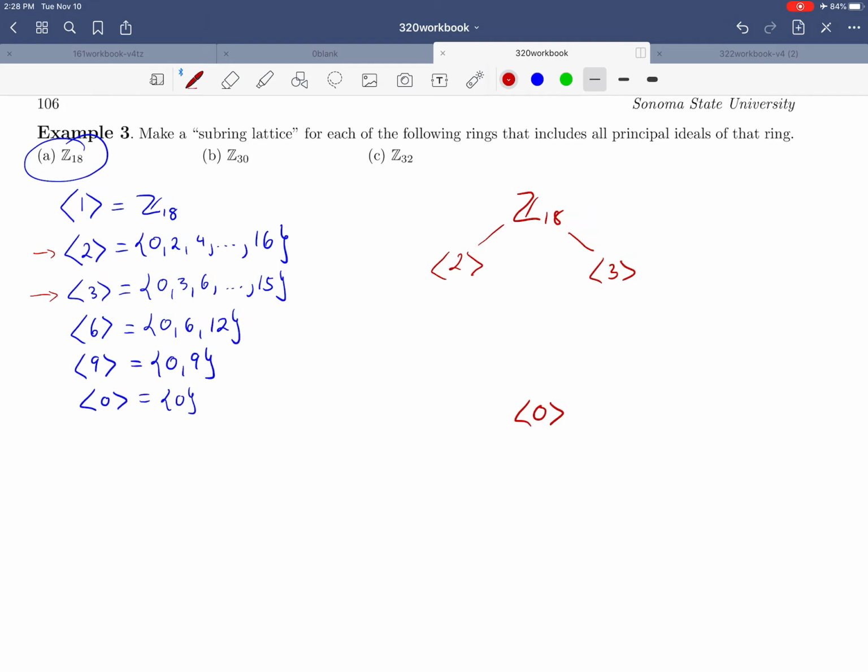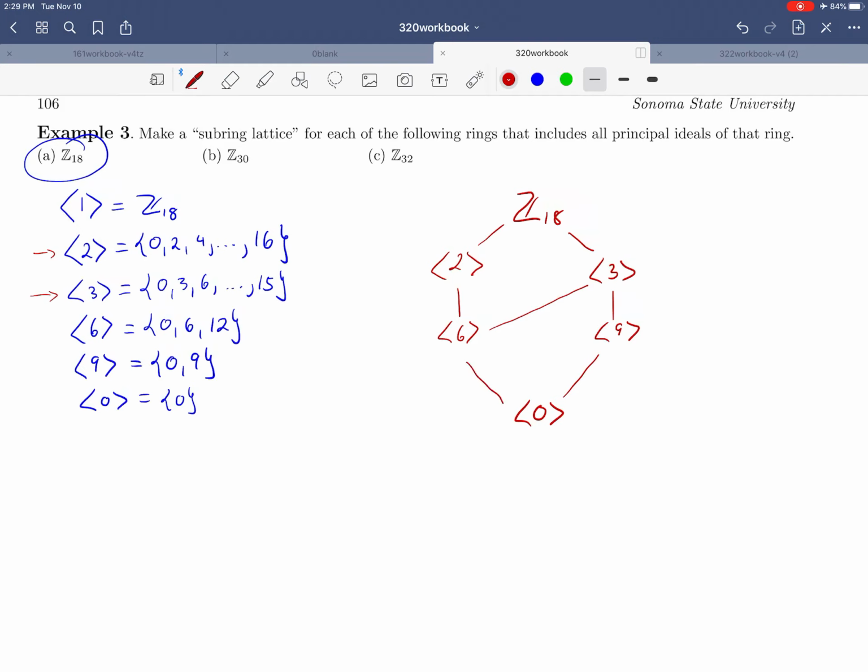But then the principal ideal generated by 6, there are different ways to write this, so I'm going to draw it like this. So we have 6, that is a subset of the principal ideal generated by 2 and 3. So I also have that connection right there. And then I have 9, that is only a subset of the principal ideal generated by 3. And, well, 0 is in all of them.